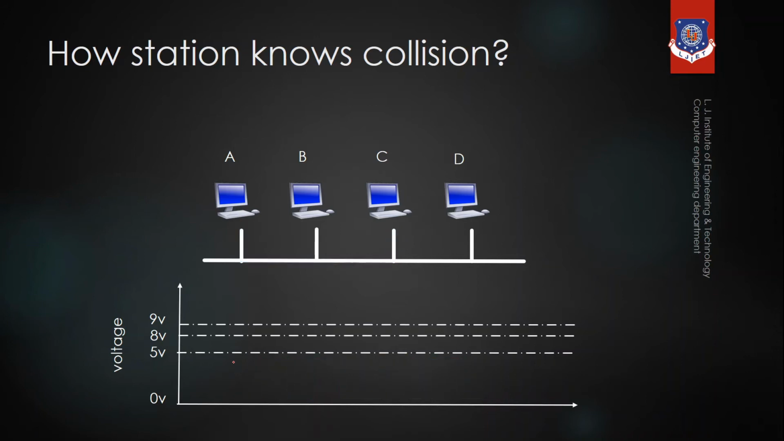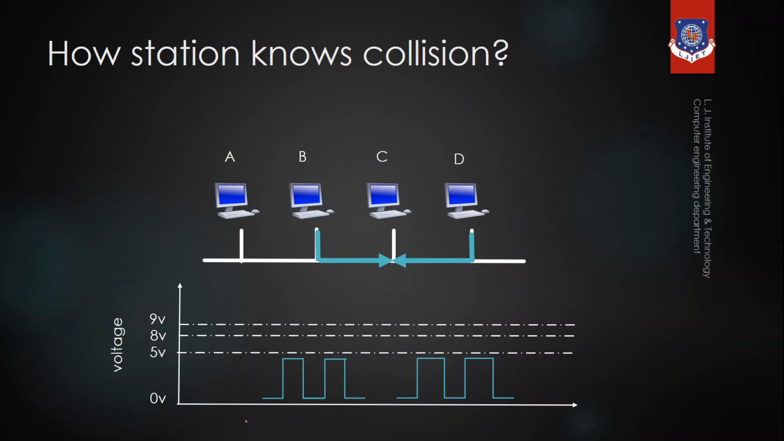Now suppose devices B and D want to send data to C at the same time. They will first sense the channel at their interface. After sensing the channel, they find that the channel is idle, so they will send the data. Now the signals that are being transmitted from B to C and D to C can be seen here. These two signals are different.